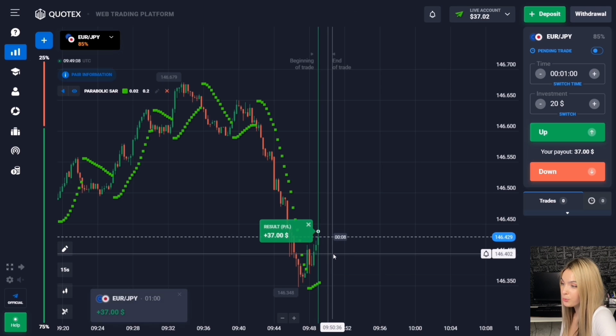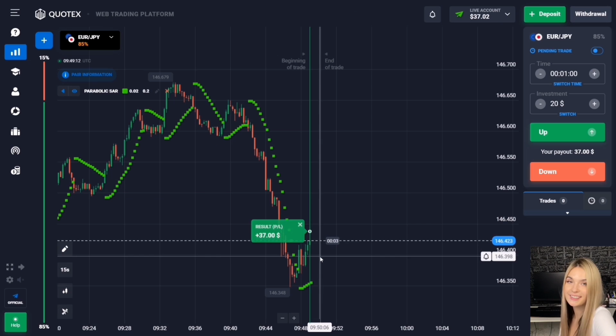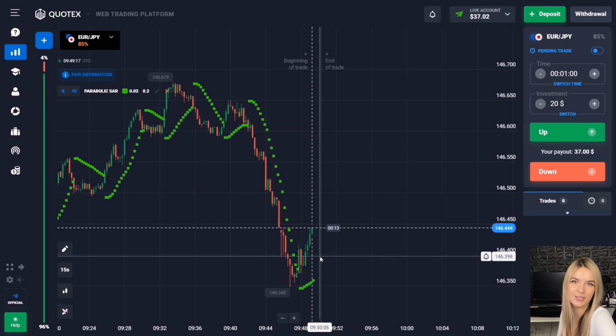Great guys, the price really got into the pro trading zone. There was a rollback to the top. We made a profit. The indicator really gave us a good entry point. Everything is going great. Let's continue.